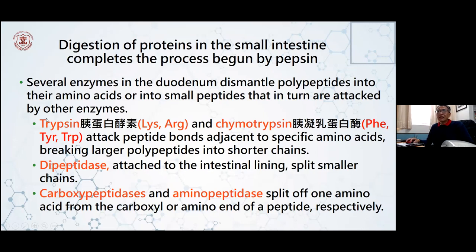So there are several enzymes here: trypsin, the chymotrypsin and the dipeptidase. And finally, the C terminal peptidase and the N terminal peptidase convert the peptide from the C terminal and N terminal to the amino acid.